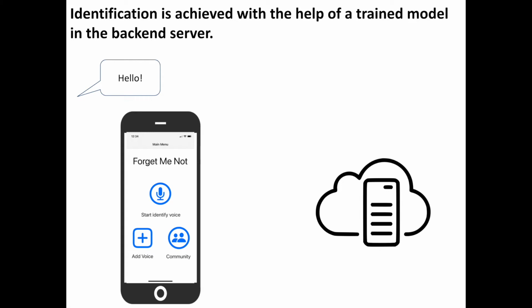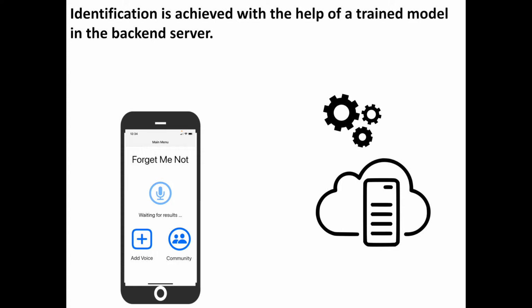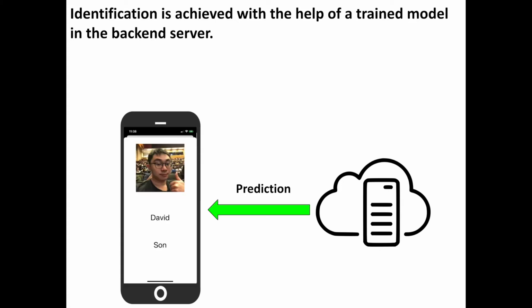So whenever a person speaks, his or her voice is automatically recorded and sent to the backend. The model in the backend will make a prediction. It will then send that prediction back to the front end, allowing the results to be displayed.